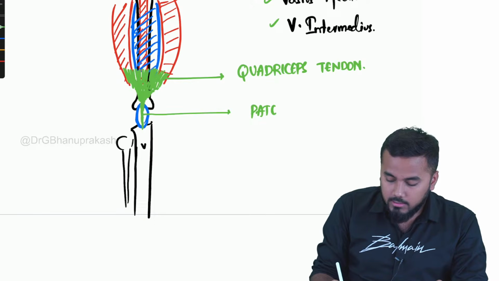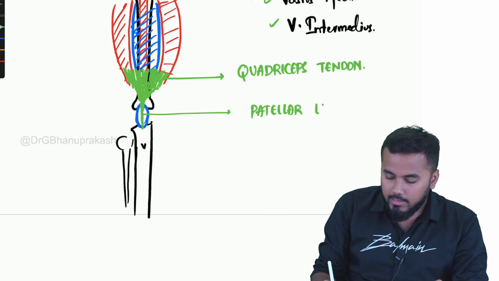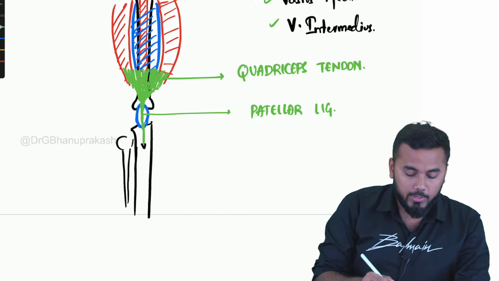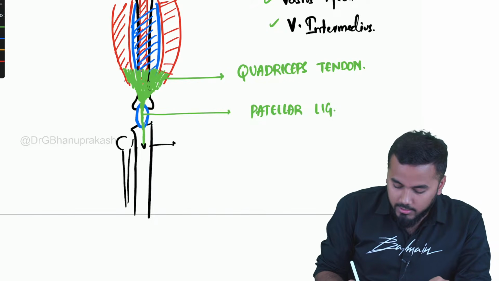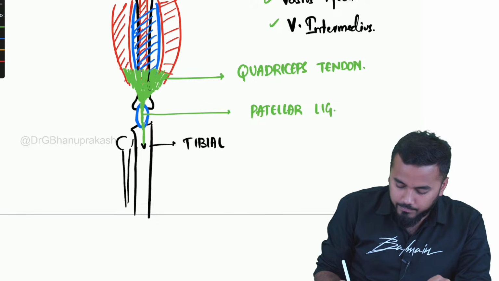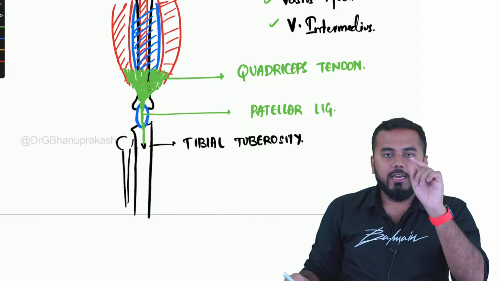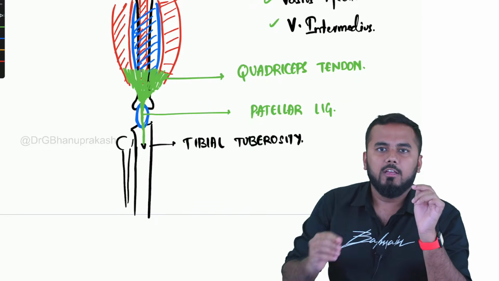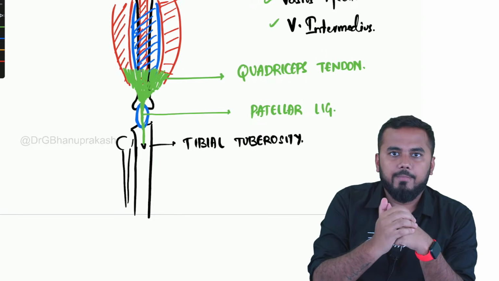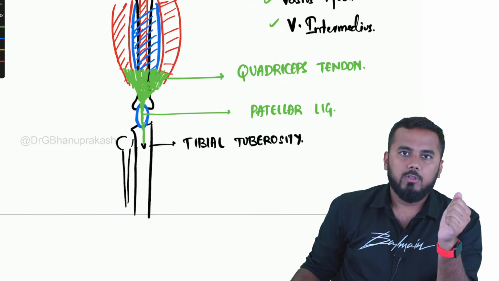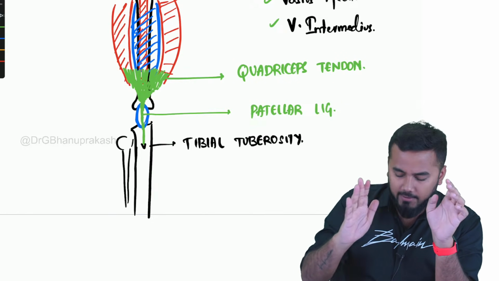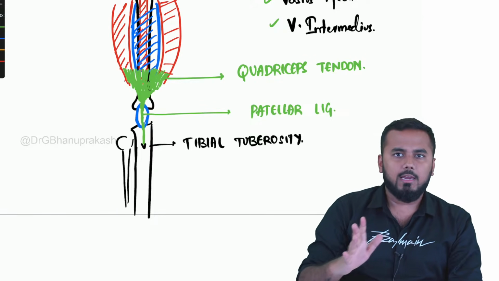What do you call it? You call it the patellar ligament. And this patellar ligament inserts onto your tibial tuberosity. What is this projection? Tibial tuberosity. All of you, just palpate on your knee, just below the patella. You will find a bumpy elevation there. That is called the tibial tuberosity, where your patellar ligament gets inserted.